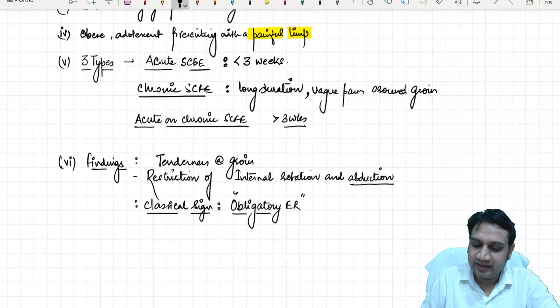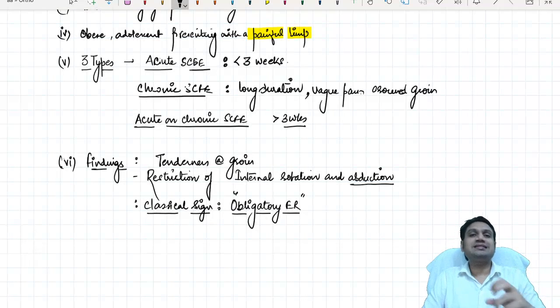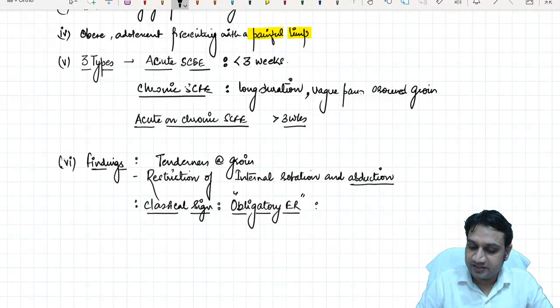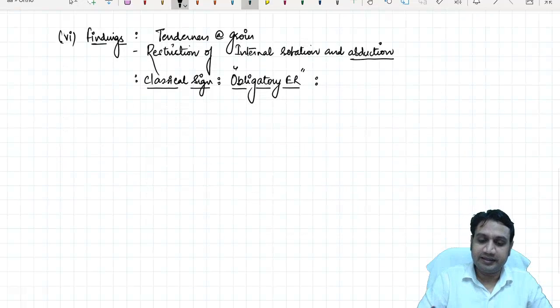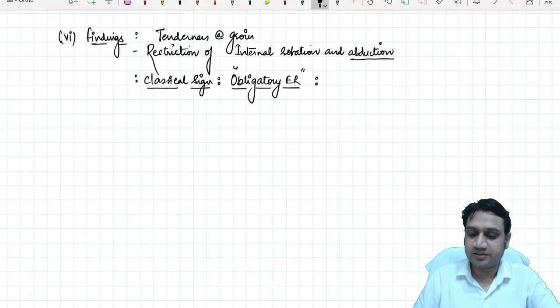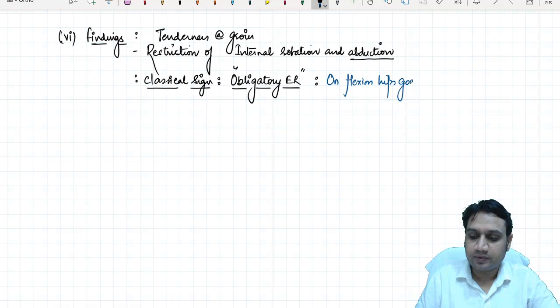What is the meaning of obligatory external rotation? When you flex the hip of the patient, the basic meaning of this obligatory external rotation is that on flexion, the hip goes in external rotation. So please mark this. This is also very important for PGME, obligatory external rotation.